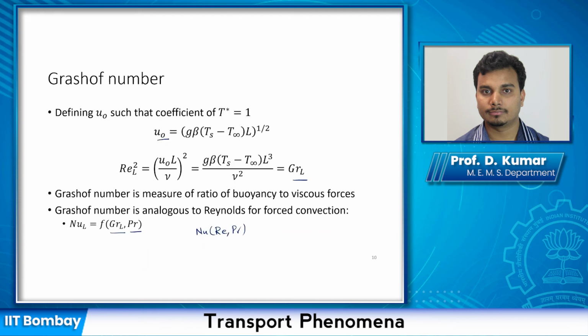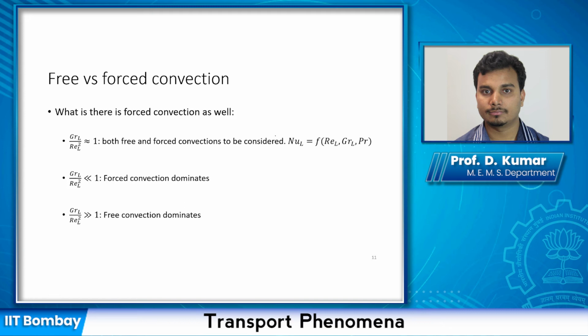So from here we have three scenarios. When you are comparing Grashof number, you have to compare with Reynolds squared, because that's how we define the Grashof number. So if the ratio of Grashof number to Reynolds squared is close to 1, then both free and forced convection have to be considered.